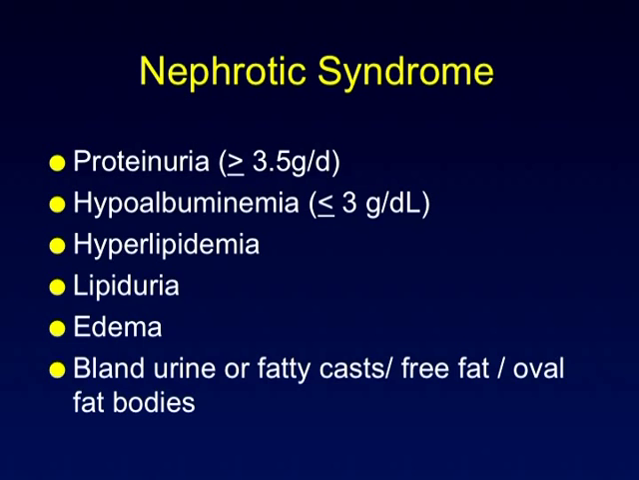In patients with significant albuminuria, you might be presented with a syndrome of nephrotic syndrome, which is defined here as greater than 3.5 grams of protein per day, hypoalbuminemia, increased lipids, edema, and an abnormal urine, with fatty casts, free fat, and oval fat bodies. That's what nephrotic syndrome is clinically.